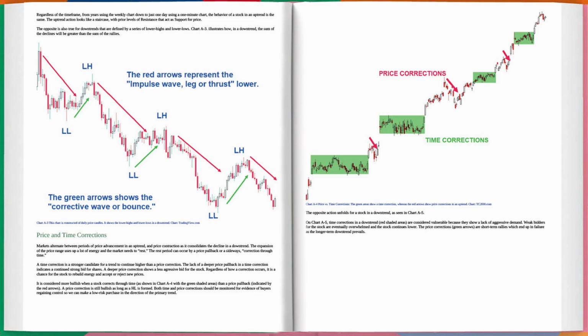The opposite action unfolds for a stock in a downtrend, as seen in chart A5. On chart A5, time corrections in a downtrend, red shaded areas, are considered vulnerable because they show a lack of aggressive demand. Weak bidders for the stock are eventually overwhelmed, and the stock continues lower. The price correction's green arrows are short-term rallies which end up in failure as the longer-term downtrend prevails.